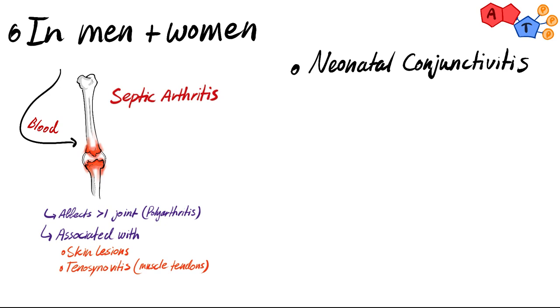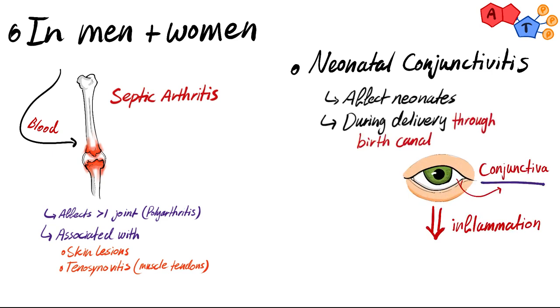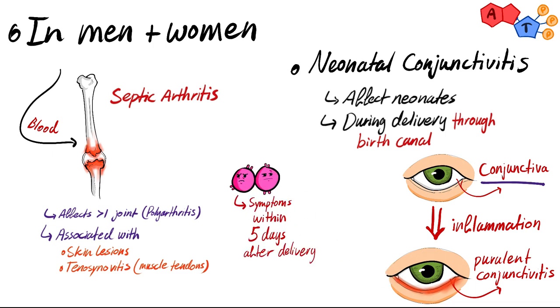Now, for the last clinically relevant information about Neisseria gonorrhoeae, you should know that it can affect neonates as well. The infection is transmitted from an infected pregnant woman to her baby during delivery, through the birth canal, which would then affect the eyes and result in inflammation of the conjunctiva, also known as purulent conjunctivitis. The symptoms start to appear within 5 days after delivery. In contrast, purulent conjunctivitis caused by chlamydia is usually delayed beyond that.